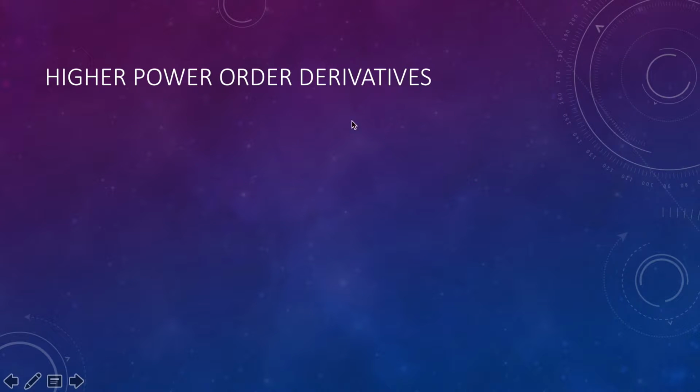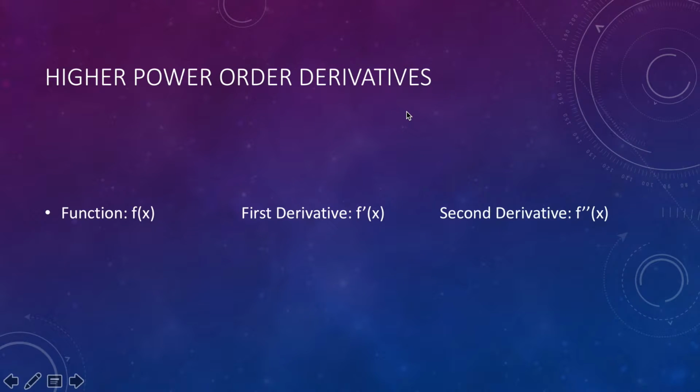Let's cover higher order derivatives. That basically means if you have a function, f of x, the first derivative can be written as this, f apostrophe x. The second derivative can be written as this, f double apostrophe x.